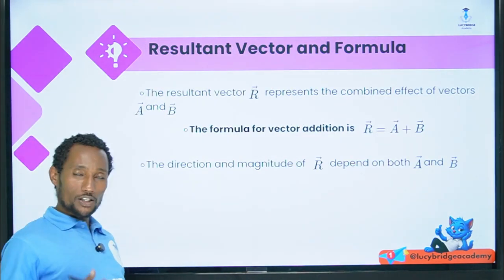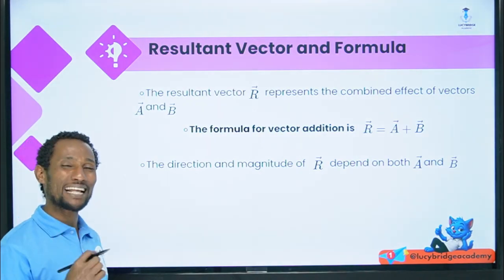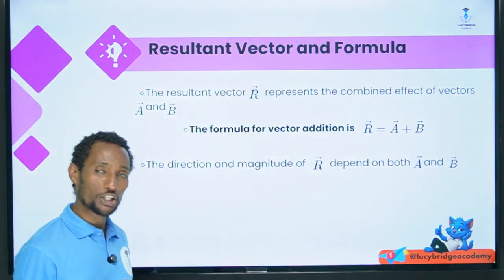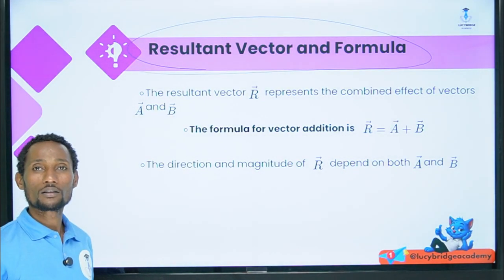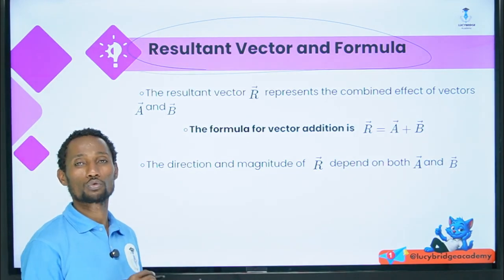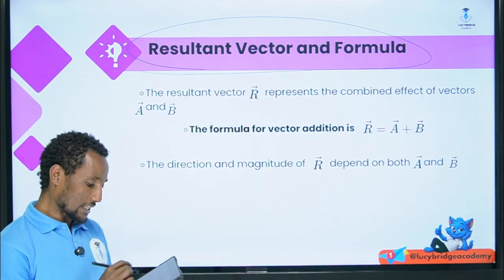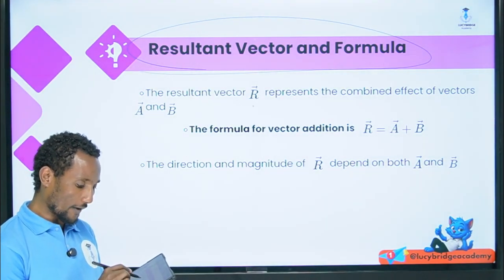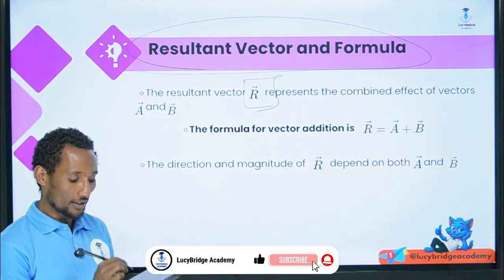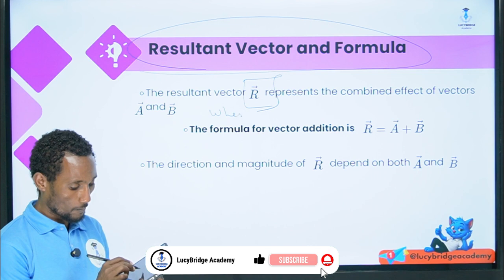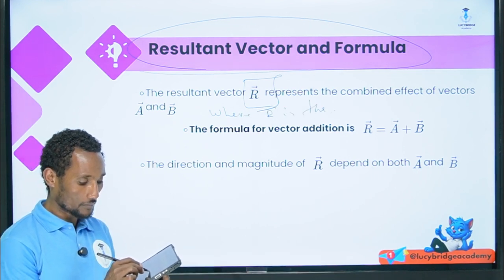So, where vectors are added with the dependence of direction, let's see the formulas. The resultant vector formula for given vectors to be added: the resultant vector is represented by R, where R is the resultant vector.